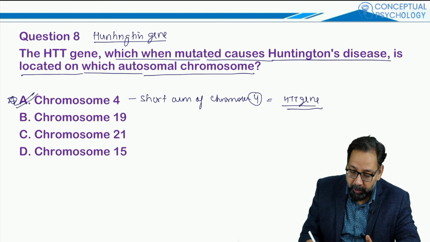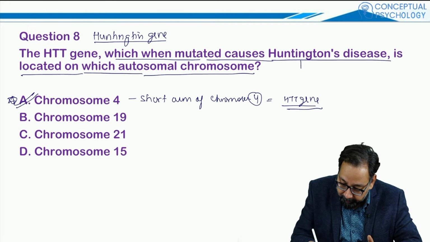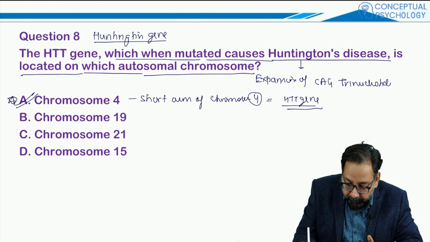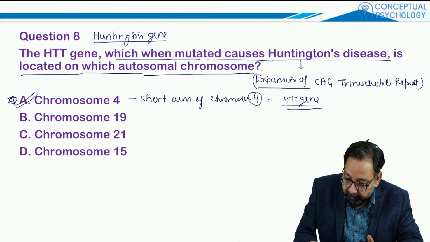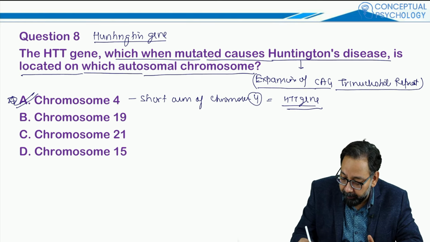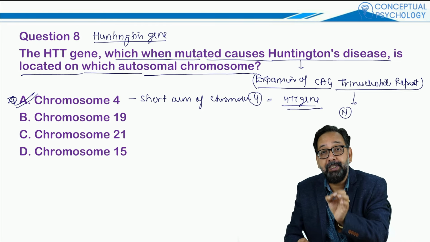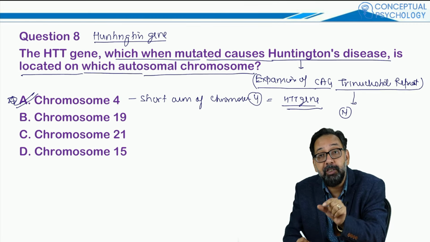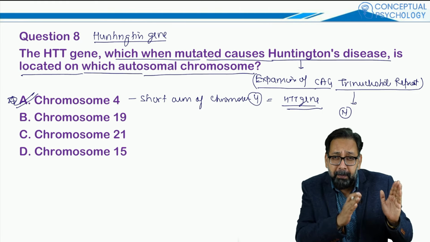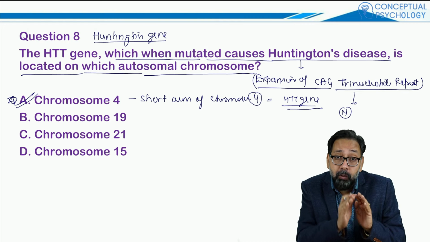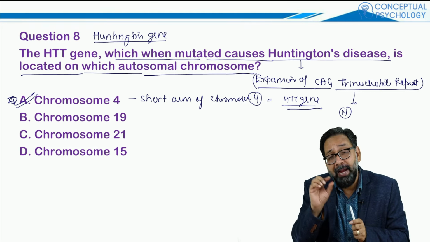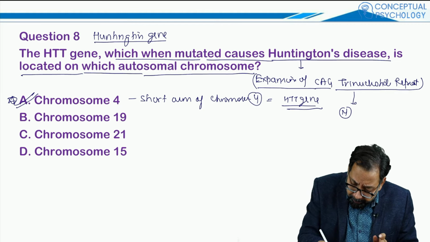We found that in Huntington's disease there is expansion of the CAG trinucleotide repeat. Expansion of CAG trinucleotide repeat means that in a normal person, in the DNA, in the exon, this trinucleotide is repeated multiple times, CAG multiple times. If it is repeated up to 35 times, it's normal. But if it goes beyond that, then it leads to Huntington's disease. And the gene for that is at the short arm of chromosome number 4. So the simple answer is A.